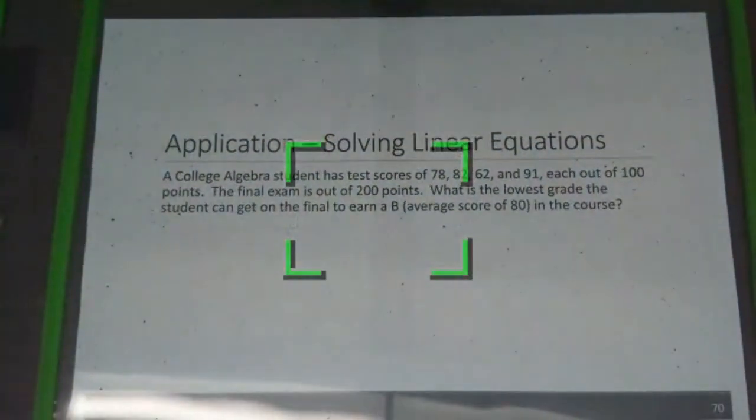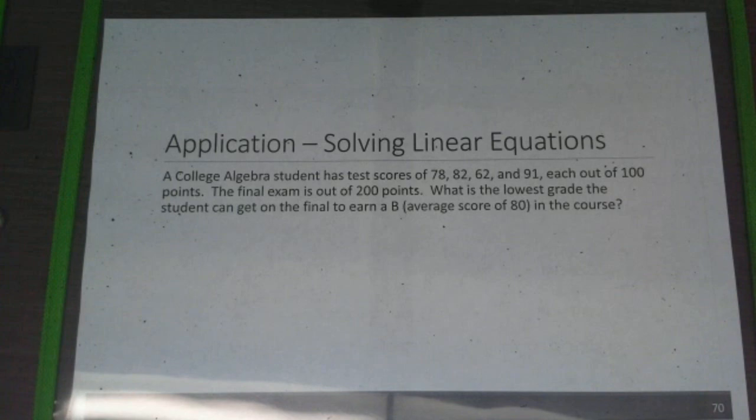A college algebra student has test scores of 78, 82, 62, and 91, each out of 100 points. The final exam is out of 200 points. What is the lowest grade a student can get on the final to earn a B in the course?